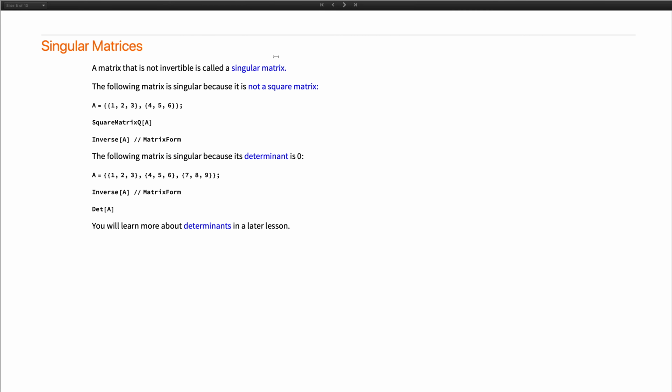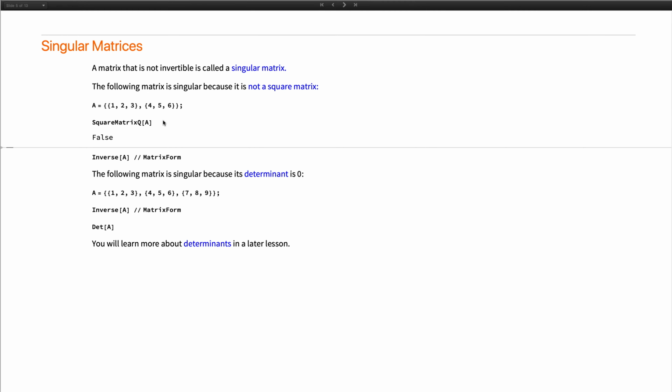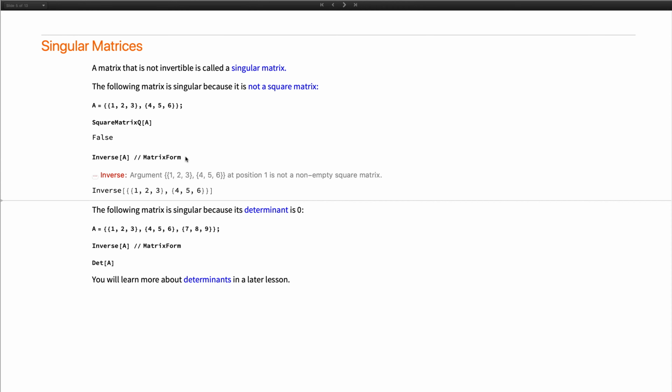Now, if you have a matrix which is not invertible, then it is said to be singular. A singular matrix is a matrix which is not invertible, and that can happen in two ways. The first way is that you have a matrix which is not square. Here is the matrix A, and it is not a square matrix. In fact, it has 2 rows and 3 columns. If you try to find the inverse, the Inverse function complains that this is not a square matrix. So there's no answer given in this case.